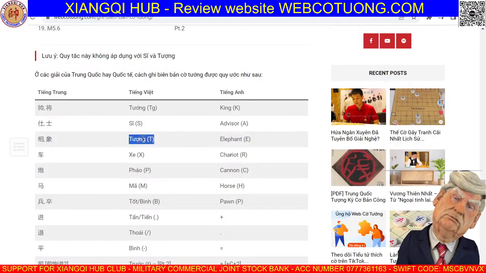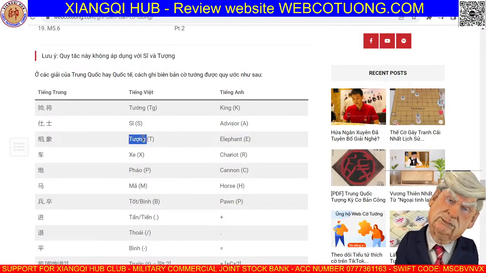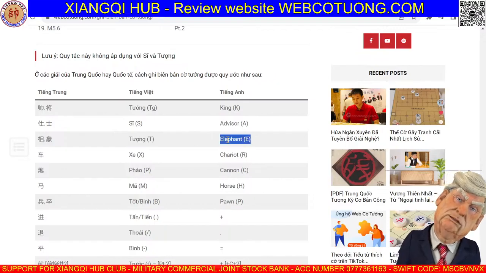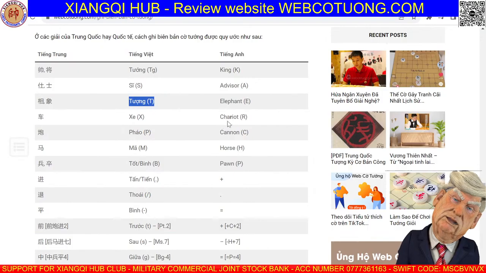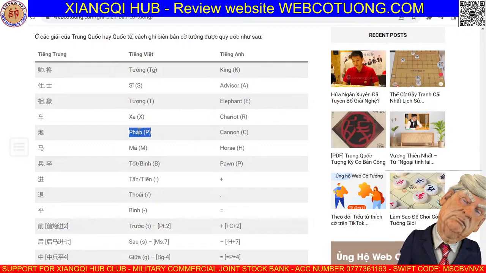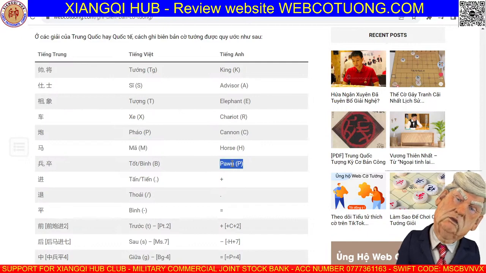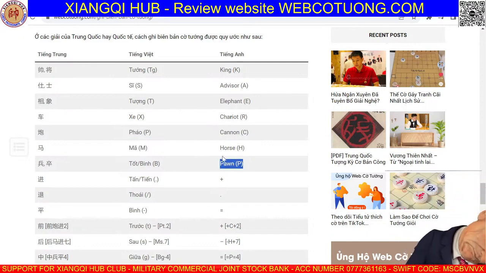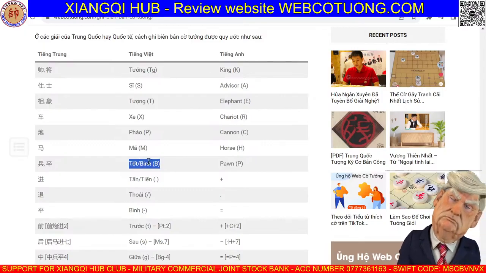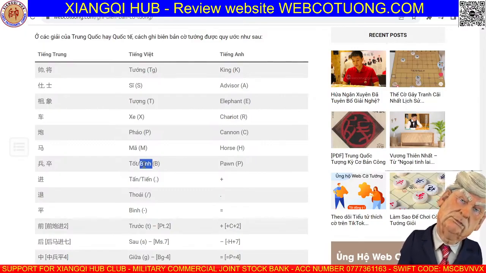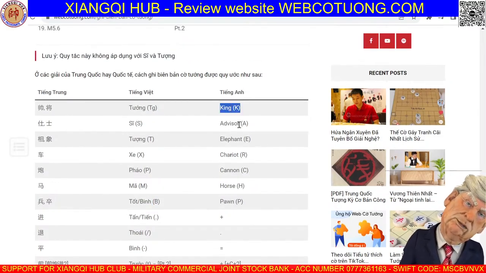In Vietnamese, we call the elephant T. In English we call it elephant, and in Vietnam we call chariots X and cannon P, and horse M. Pawn in English, but in Vietnam we call it a soldier, with P. So we have K for king, A advisor, elephant, chariots, cannon, horse, and pawn.